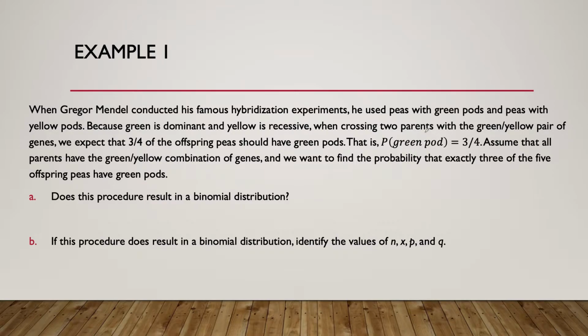And before doing said calculation, we first need to check. Does this procedure result in a binomial distribution? So for this, we first need to verify that we have a number of fixed trials. So for this, we are told 3 of those 5 offspring peas have green pods. We have 5 offspring peas, so yes, the number of trials is fixed.